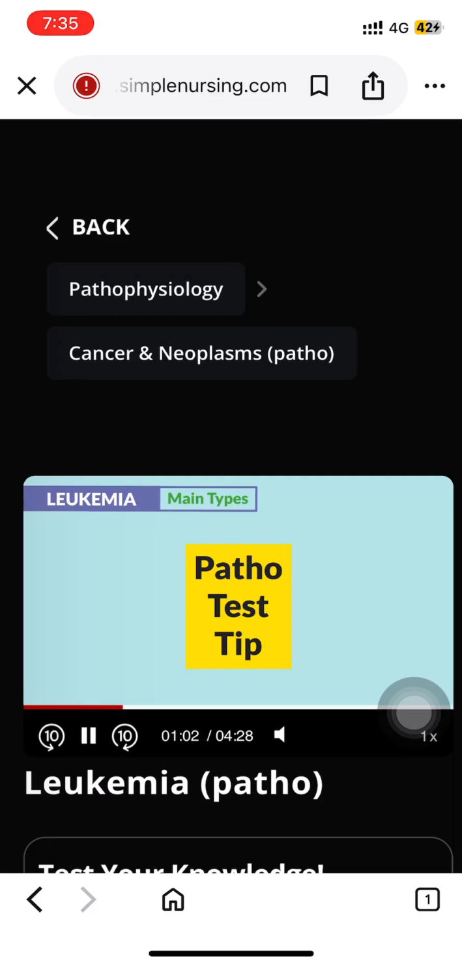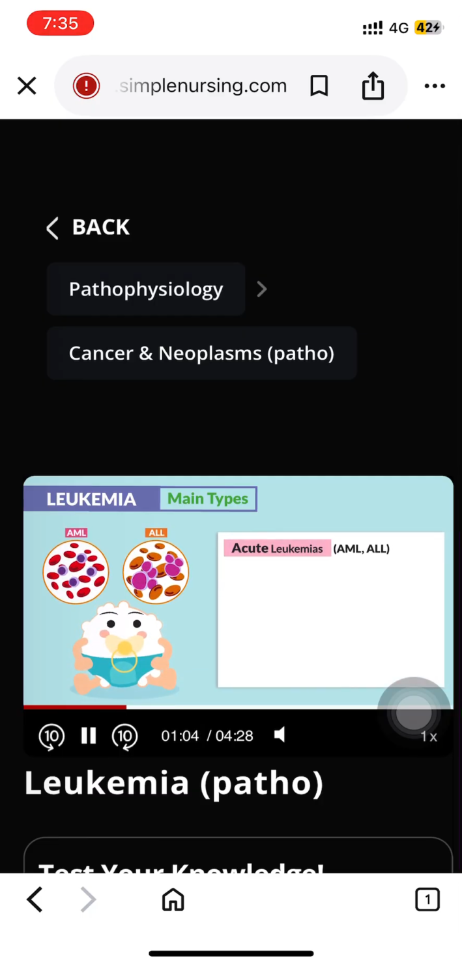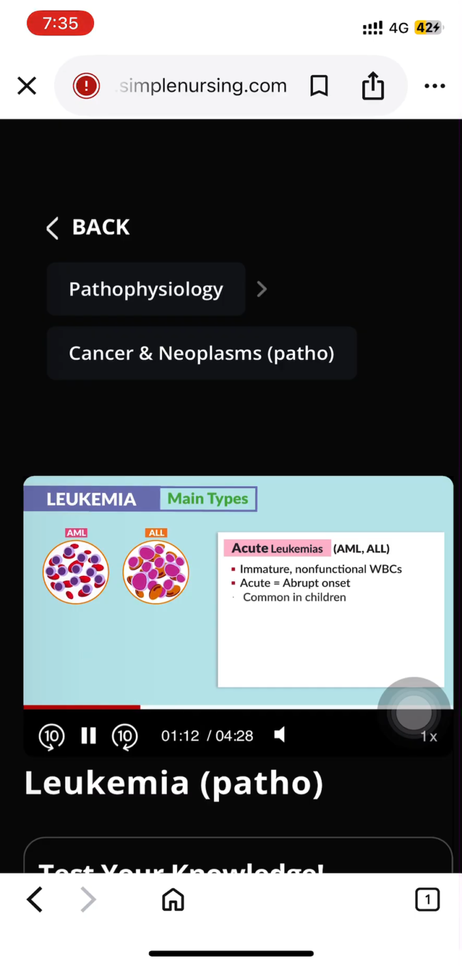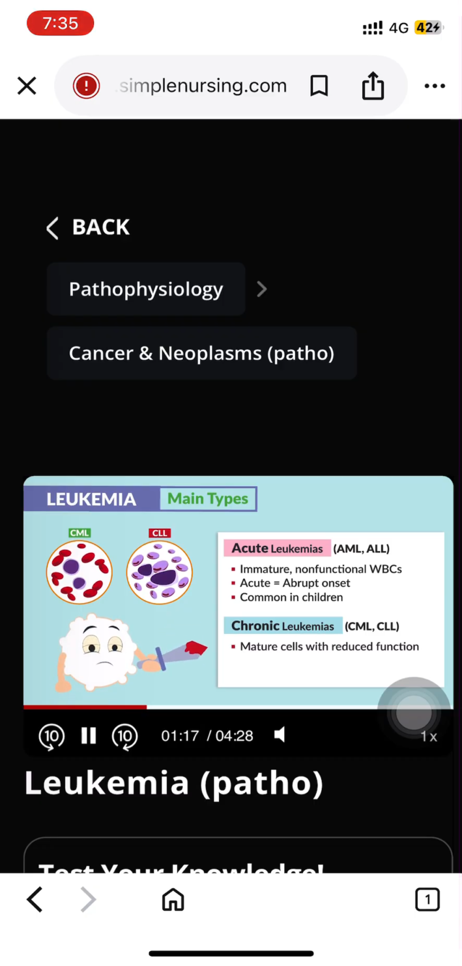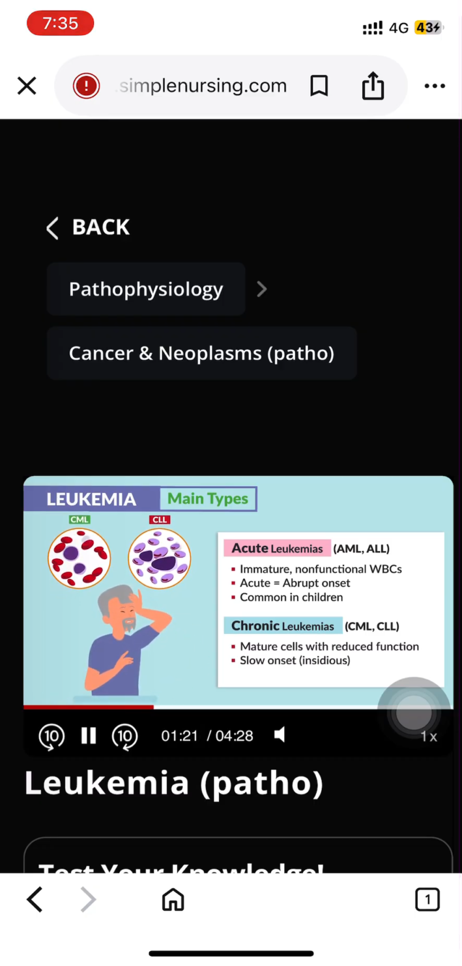It's very important. So acute leukemia, we see immature non-functional WBCs, those white blood cells. So think acute is abrupt onset, very common in children. And for chronic leukemias, we see mature cells with reduced function. So this one is a slower onset, known as insidious, and proceeds gradually. So we commonly see it in older adults.